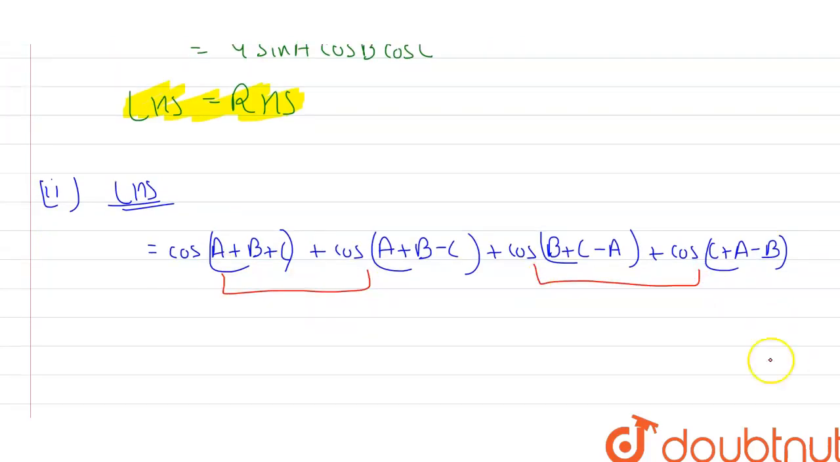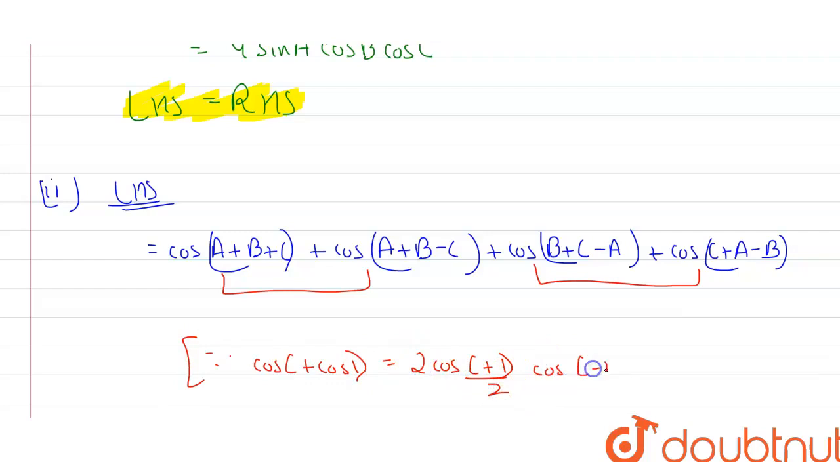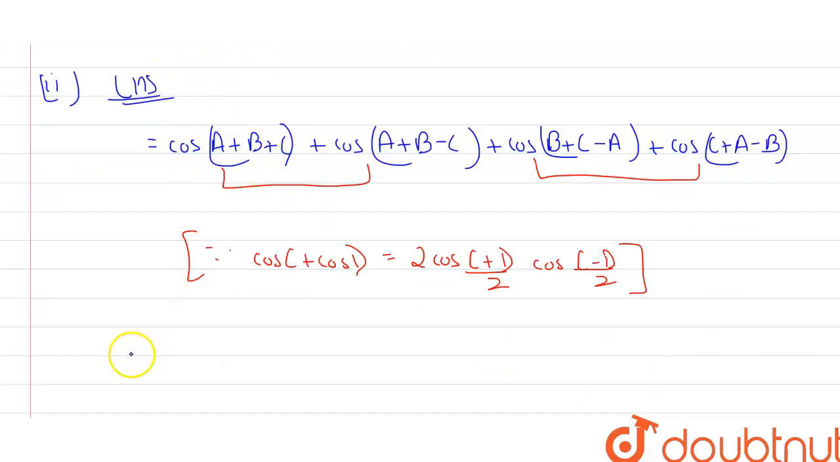on these two terms and these two terms. So my CD formula says that cos C plus cos D always equals to 2 cos of (C plus D) divided by 2 and cos of (C minus D) divided by 2. So after moving this further or solving this statement further, this will become what?